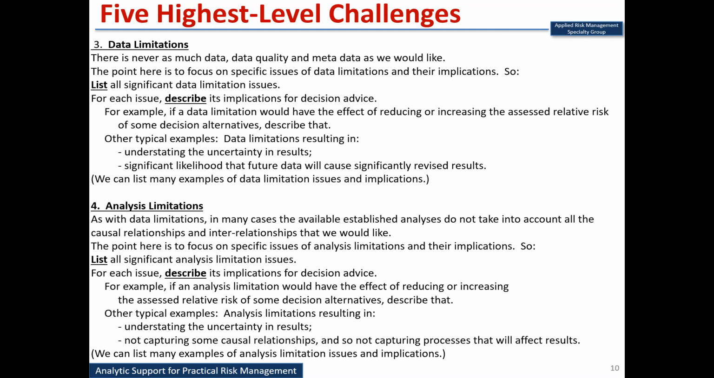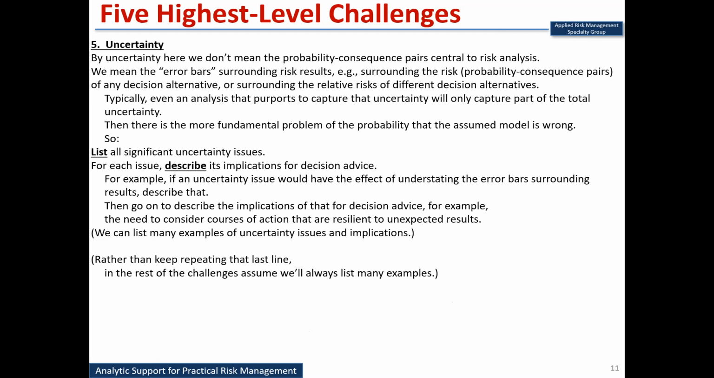Typically, I think many of us would say one of the big things that often happens is whatever we do, however hard we do it, we understate the actual real world uncertainty. Okay, that's fine. Let's make sure the decision maker knows that. Hence this fifth one, uncertainty. Risk is probability consequence pairs. That's not the uncertainty I'm talking about. I'm talking about the error bars around the results.